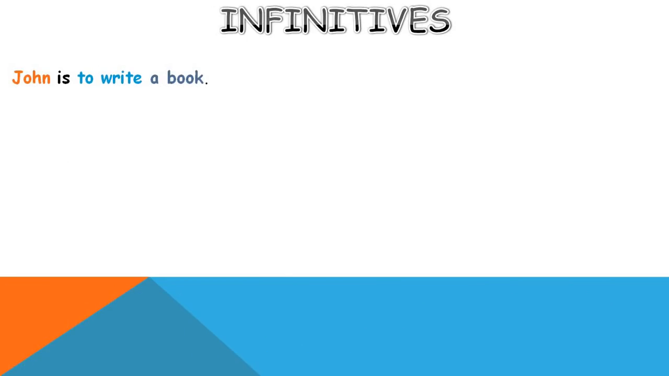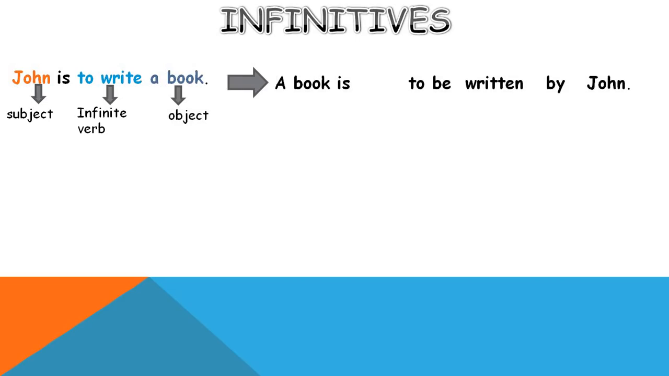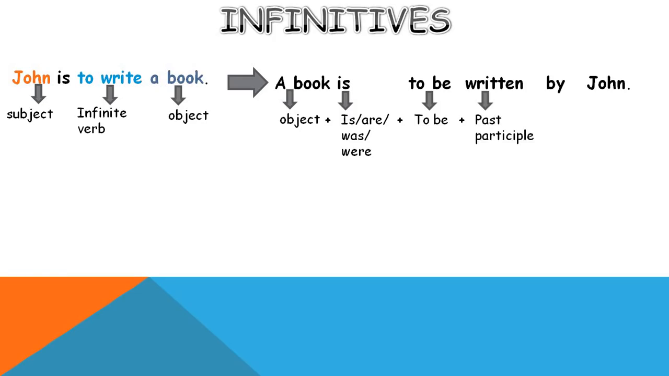Infinitives. What is an infinitive? An infinitive is to plus a verb. So when you say John is to write a book, the first step is to identify the subject, verb and object. John is the subject, to write is the infinitive verb. A book is the object. How to convert it? A book will come first, because the present tense is. So to here becomes to be, and write will become the past participle, that is written, plus add by and the subject, that is John.